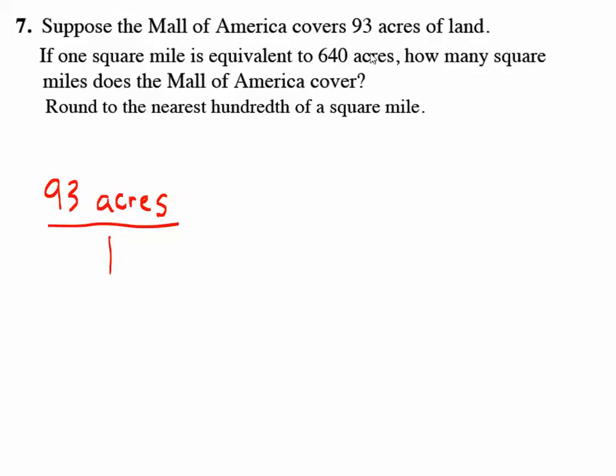Okay, in that case, here's what we got to do. I got to multiply by something called 1 so that at the end I'm going to have myself only in terms of square miles. And it says 1 square mile is the same thing as 640 acres.